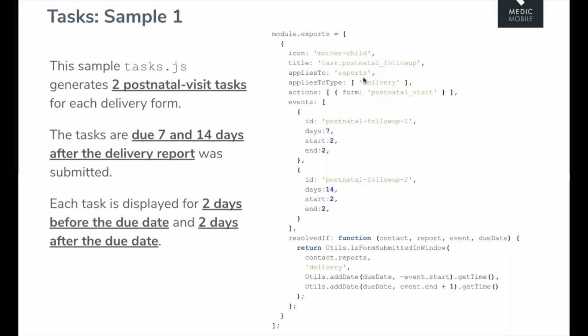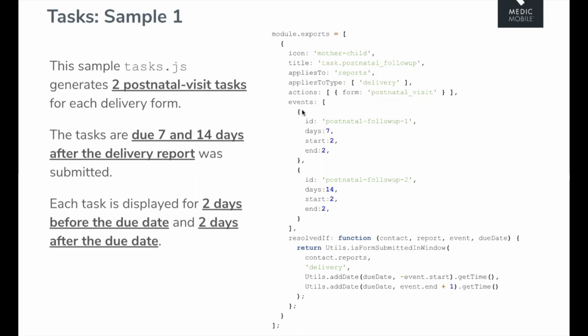Applies to is where you want to generate for every delivery form. So your applies to would be reports, because the delivery form is a report. Your applies to type would be the delivery report, and that's the form ID or the form code for that report. And in your actions, when someone taps on that task, you want it to show a postnatal visit form. And so your form would be the postnatal visit form. So action would be the object containing form, which is postnatal visit form.